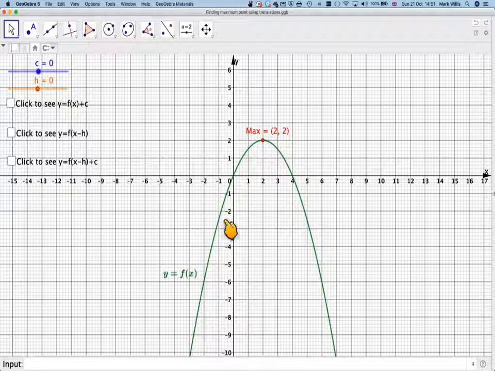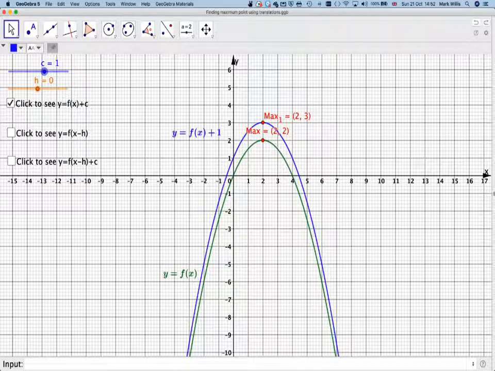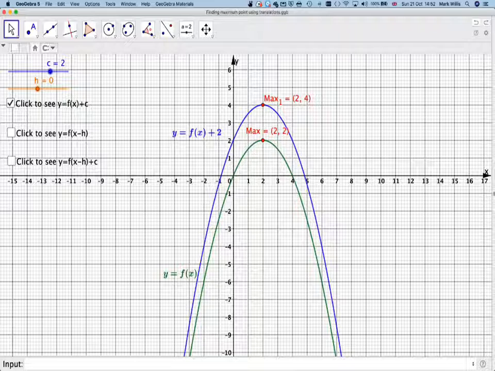So here I have my function y is equal to f of x. If I click the first one here, which says y is equal to f of x plus 0, it now turns blue, and I wanted to do y is equal to f of x plus 2. So if I move this c point here by 2 units, you can see that the graph moves up by 2 units, and therefore we get a maximum point of (2, 4).